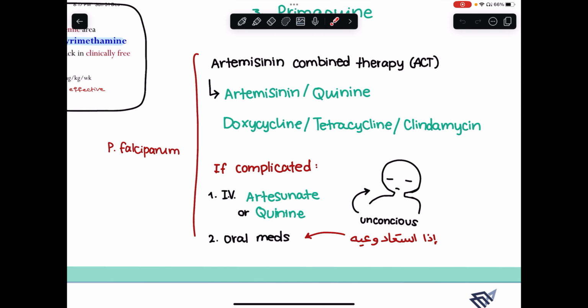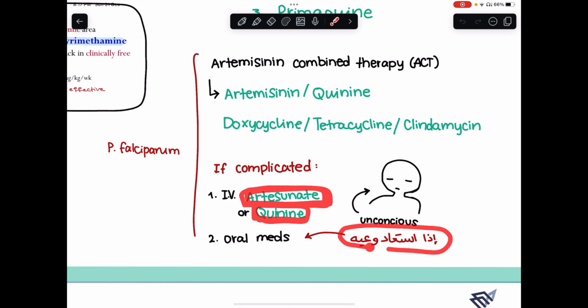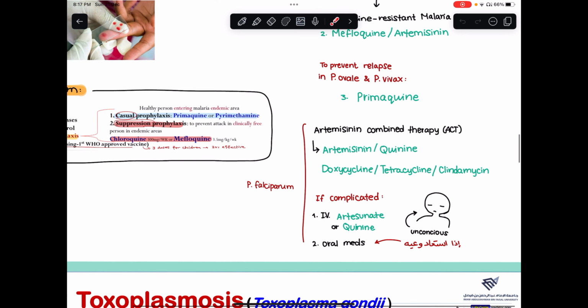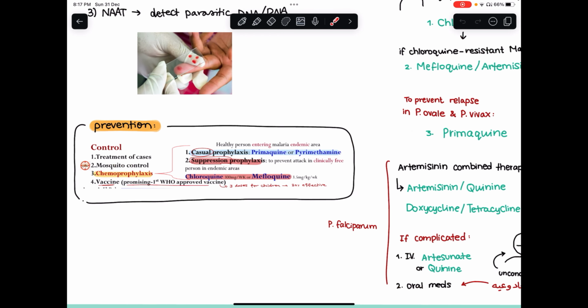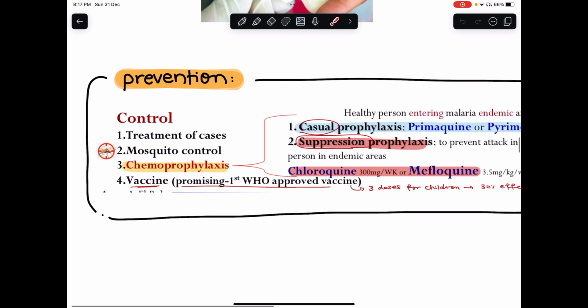But if the condition is complicated, as in the patient was unconscious, didn't have a clinical presentation, here you're going to give them IV artesunate or quinine. So it's not artemisinin, it's artesunate or quinine, and then afterwards you give them their oral medications. Okay, so last thing, we're going to be talking about prevention.